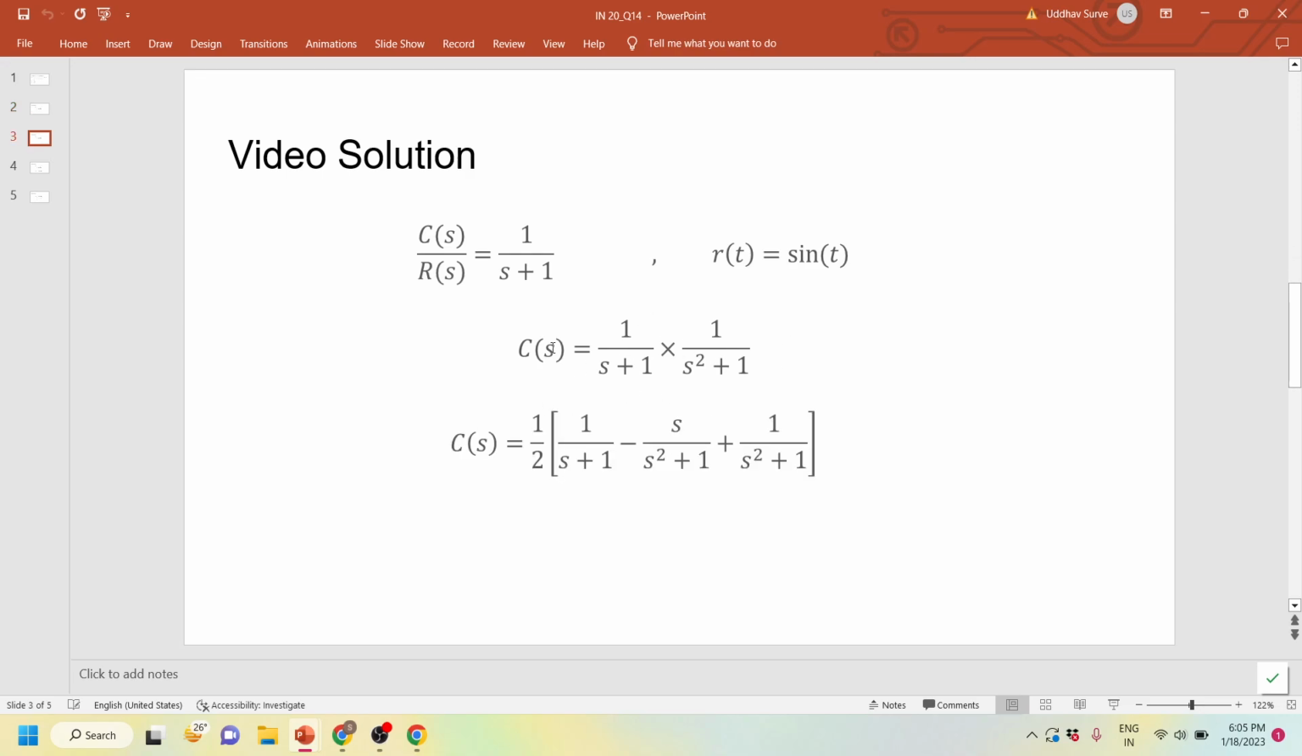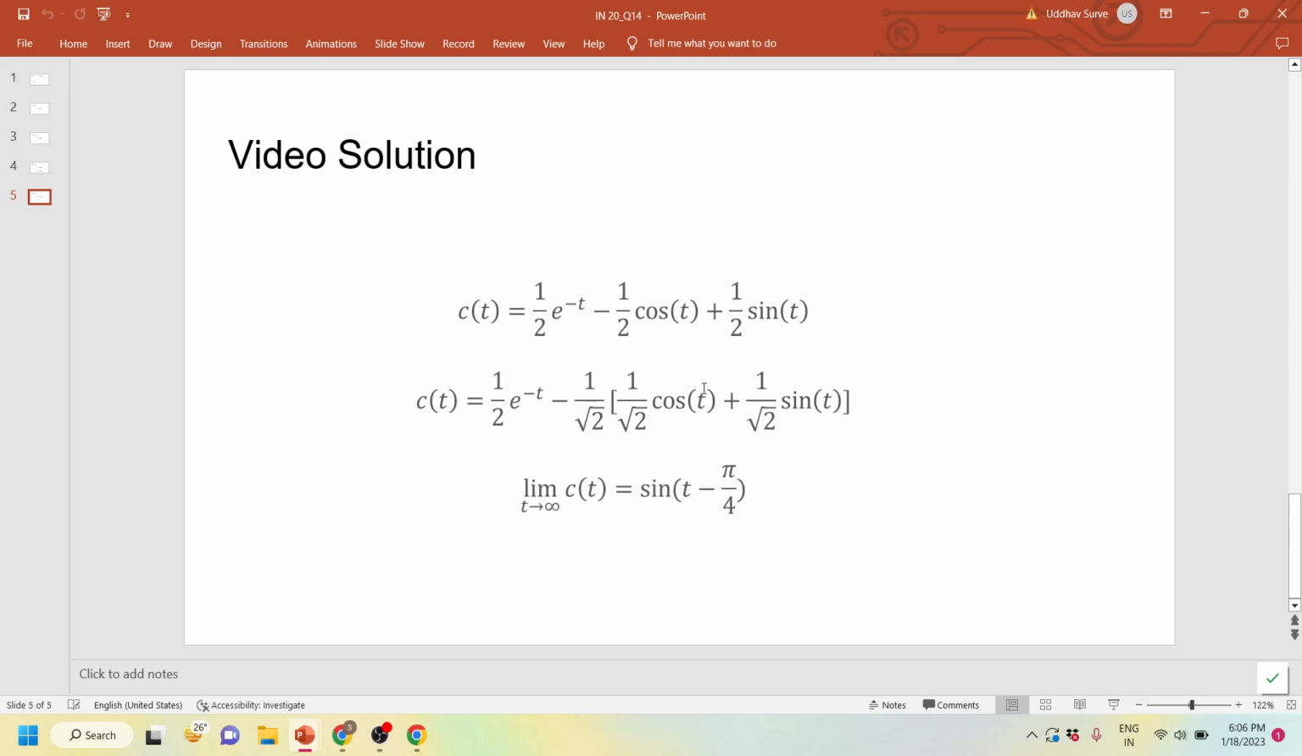Now by just splitting this into partial fractions, we get this expression. You can do the mathematics yourself in your notebook, but this is what it comes to by splitting this into partial fractions. So C of S comes as half into 1 upon S plus 1 minus S square minus S upon S square plus 1 plus 1 upon S square plus 1. So if you take the inverse Laplace transform of this, we get C of t as 1 by 2 into e raised to minus t minus half of cos t plus half of sin t.